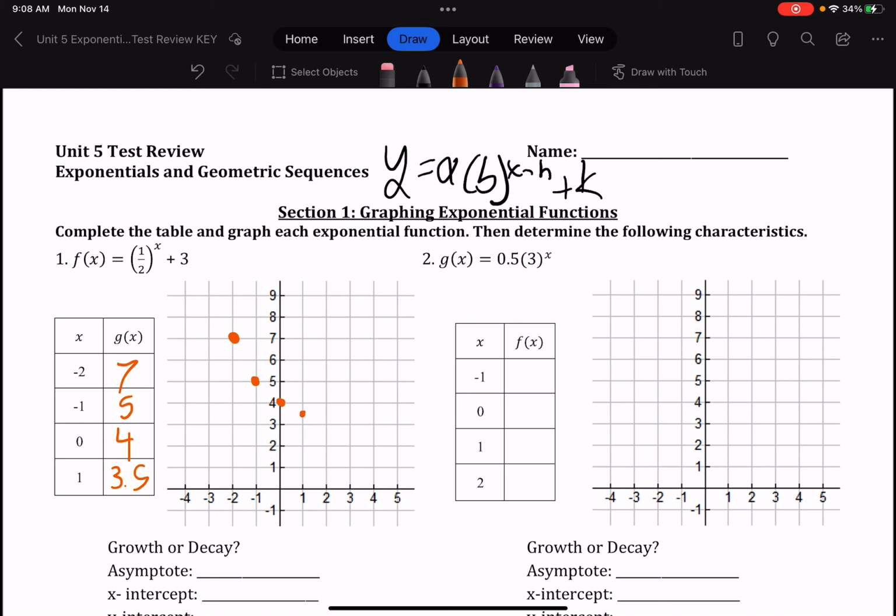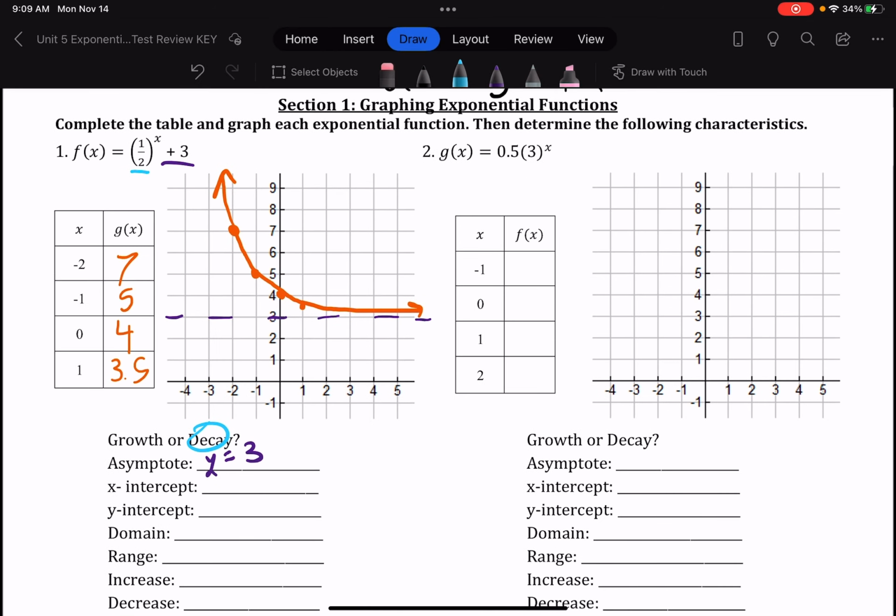If I'm looking at this, I know that I have a horizontal asymptote at y equals 3. So I'm going to put a horizontal line here at y equals 3. And I'm going to connect my dots. Looking at this, my change factor, so my b value, is less than 1. So therefore, this is a decay function, and we can see that as x increases, my y values are decreasing.